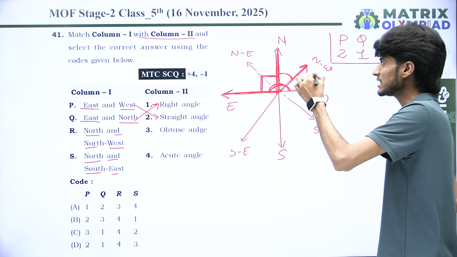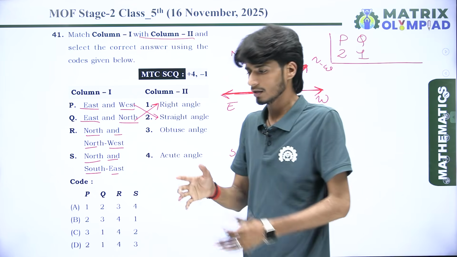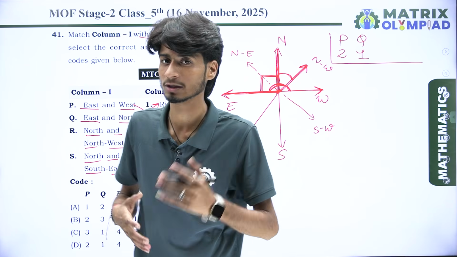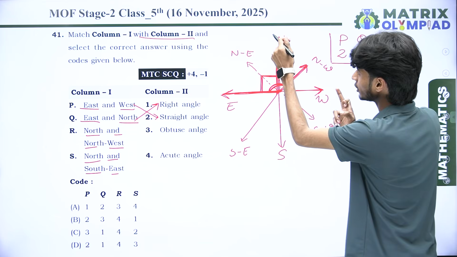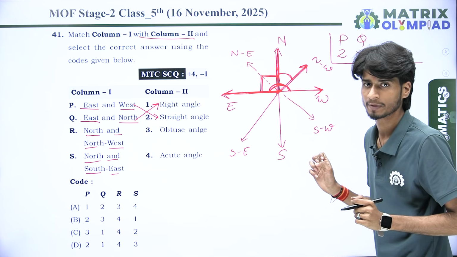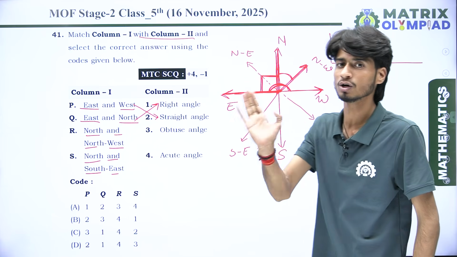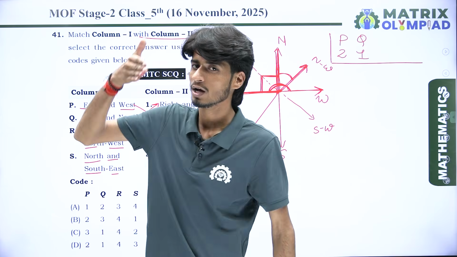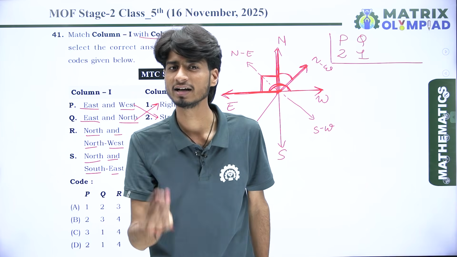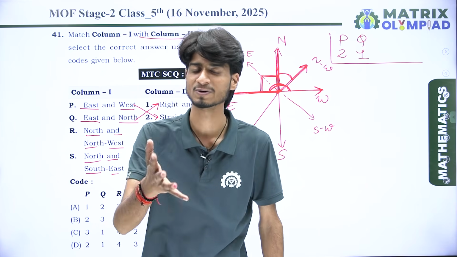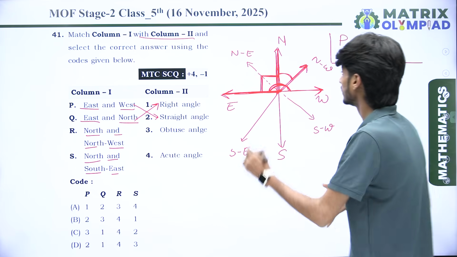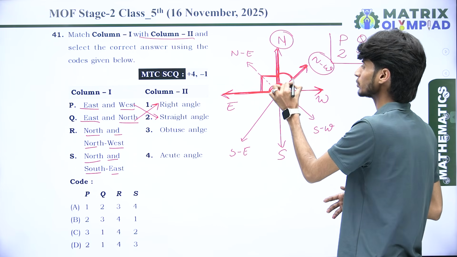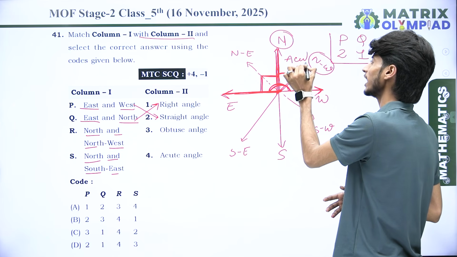The angle which lies between north and northwest is smaller than 90 degrees. Yes or no? How do we say that? Look, the total angle between north and west is 90 degrees, and northwest lies between north and west. So we say that the angle is also less than 90 degrees, and whenever an angle is less than 90 degrees, then the angle is known as an acute angle. So the angle of north to northwest is an acute angle.